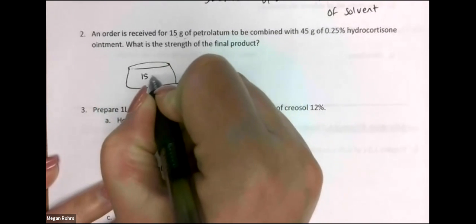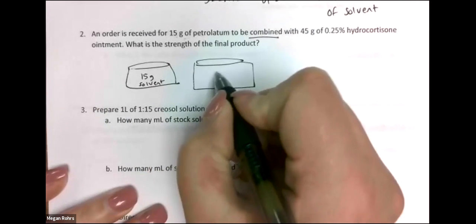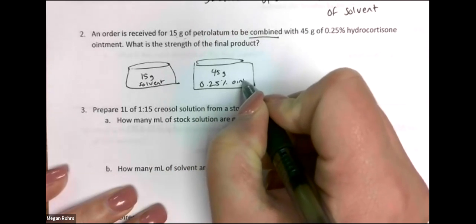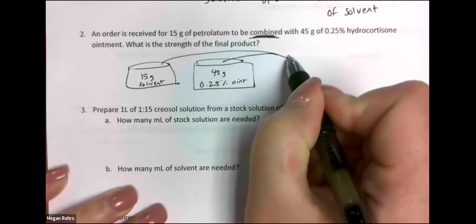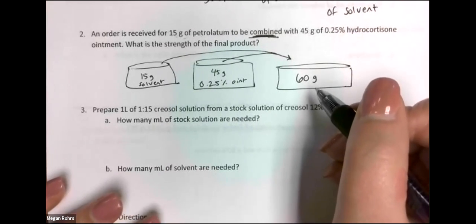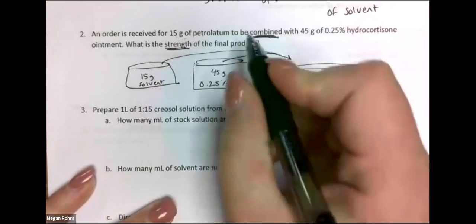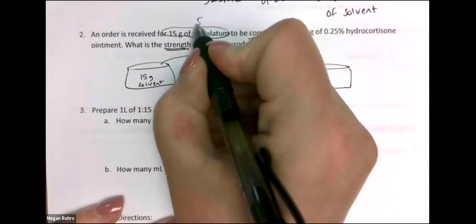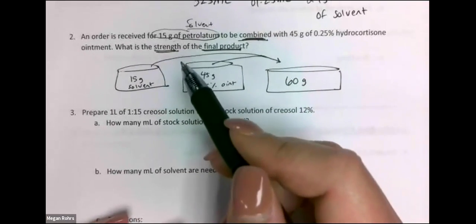We have 15 grams of solvent, and we're combining that with 45 grams of our 0.25% hydrocortisone ointment. So it tells us we're combining those, okay? So when we put these together, that's going to give us a total of 60 grams, okay? So you really have to read these problems carefully to understand what's happening here. And it says, what is the strength of the final product, okay? So this is an example of a problem where they have given us the amount of solvent already, okay? So we're not going to have to solve for that, but this is still a simple dilution problem, okay?